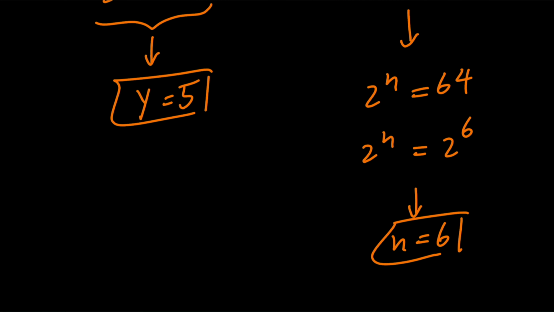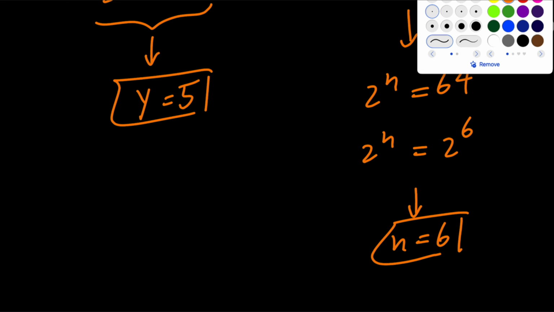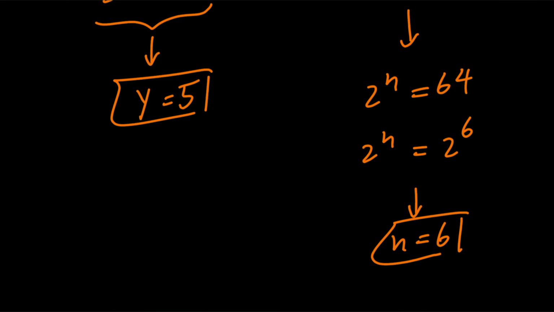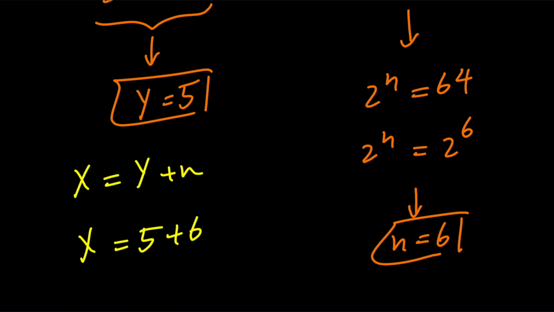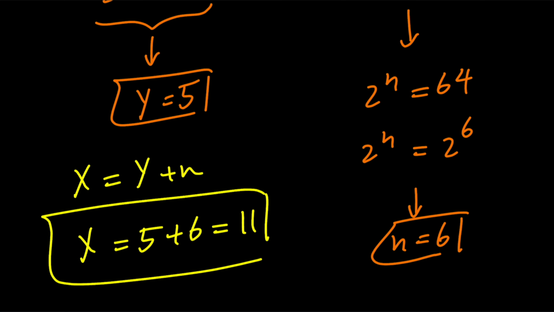But notice that we wanted to solve for x and y. And remember that x equals y plus n. Therefore, x equals 5 plus 6, which equals 11. Great, so we solved for x and y.